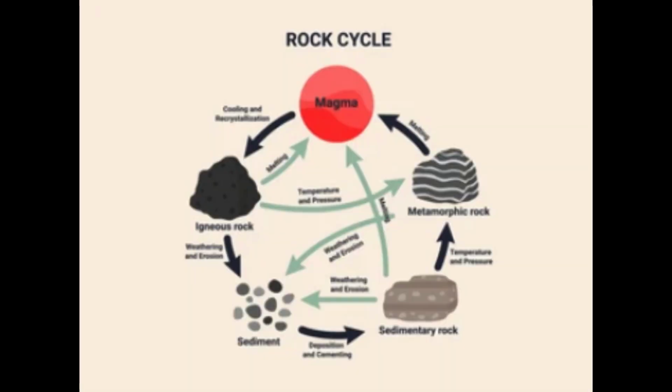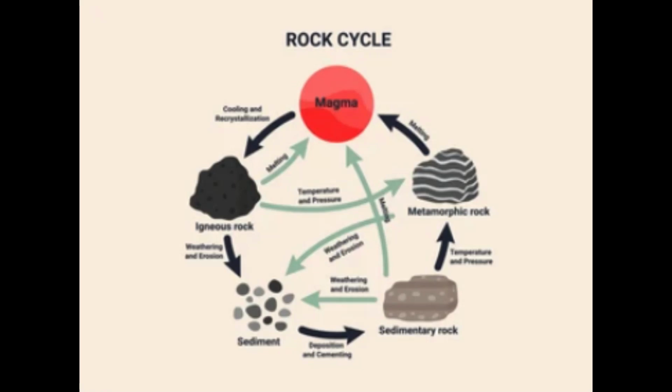What are the processes of the rock cycle? The rock cycle is a natural process that describes how rocks are formed, transformed, and recycled over time. It involves a series of interconnected processes that occur both on and beneath the Earth's surface. The key processes involved in the rock cycle include weathering. This is the process by which rocks are broken down into smaller particles through the action of physical and chemical weathering agents such as wind, water, and ice.